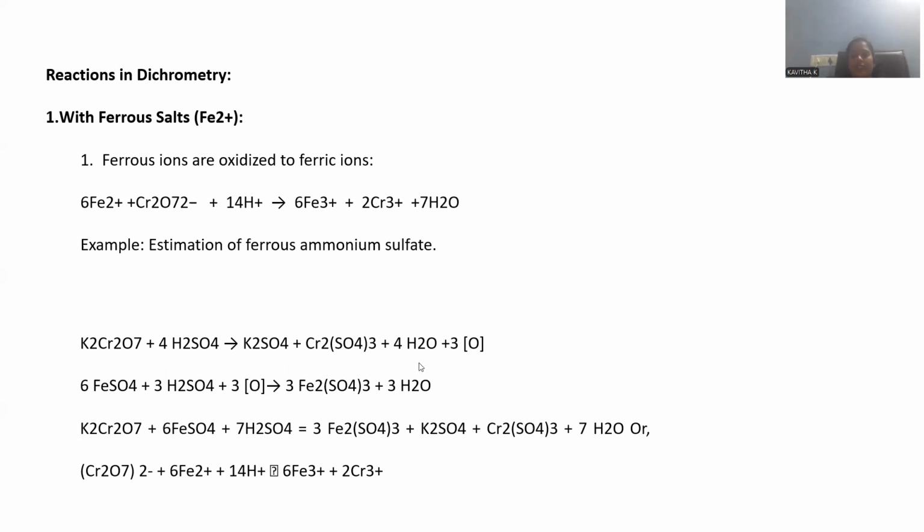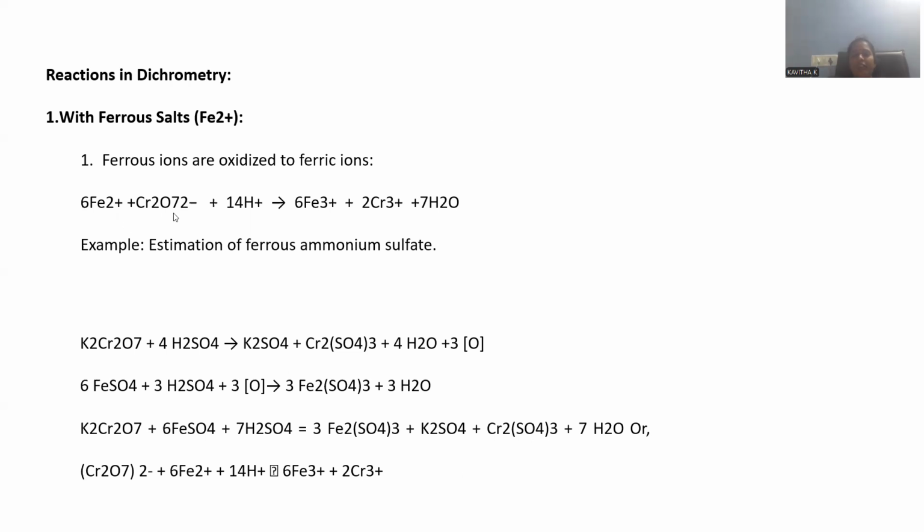So the nascent oxygen released and consumed can be cancelled out. K2SO4 will be one of the products. Cr2(SO4)3 is another product. 4 water, 3 water, a total of 7 water is to be generated. In addition, here we have the actual product. What do we need? 3 moles of ferric sulfate that is generated. This is called the stoichiometric ratio of reactants to the products.